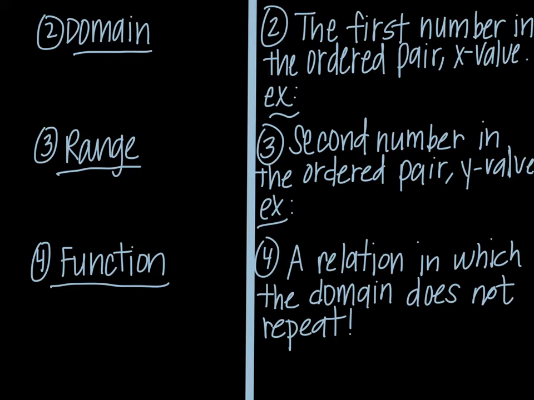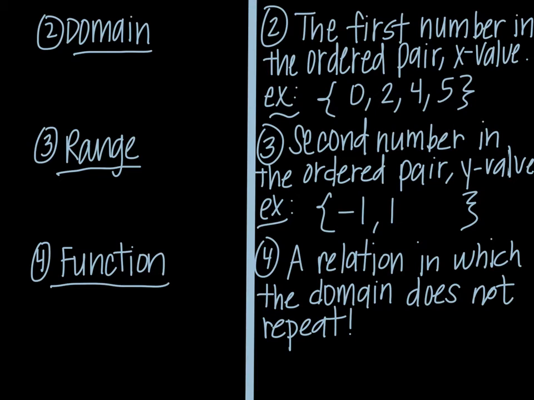Alright, so the next vocabulary word, we talked about this last class, is the domain. Domain is the first number in the ordered pair, the x value. So going back to the relation that we had above, let's list our domains. We're going to put these in order from least to greatest. So 0, 2, 4, and 5. Okay, so range, that's your y value. So again, in order from least to greatest, -1, 1, 3, and 4.